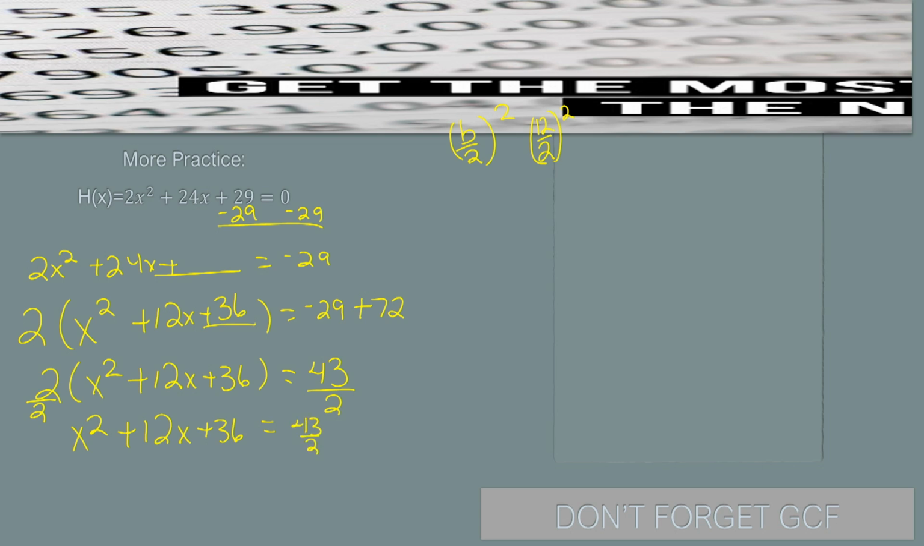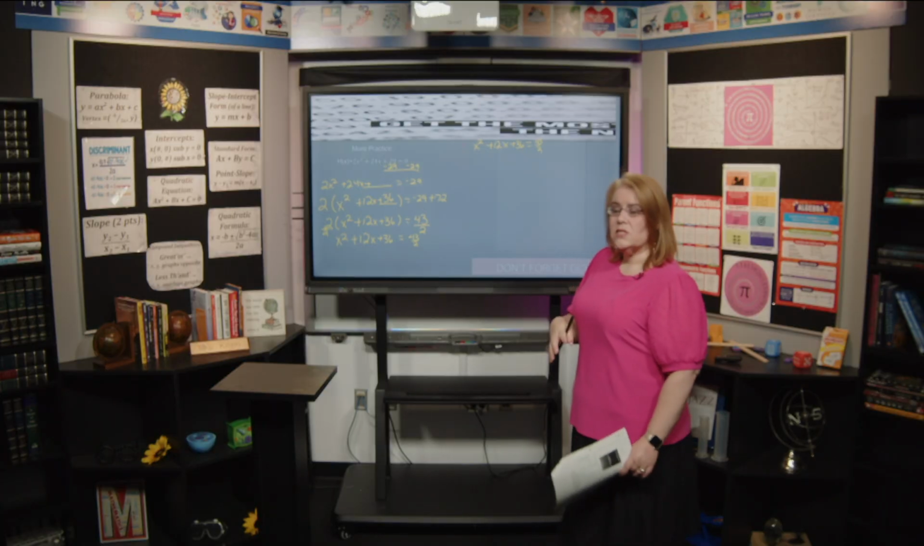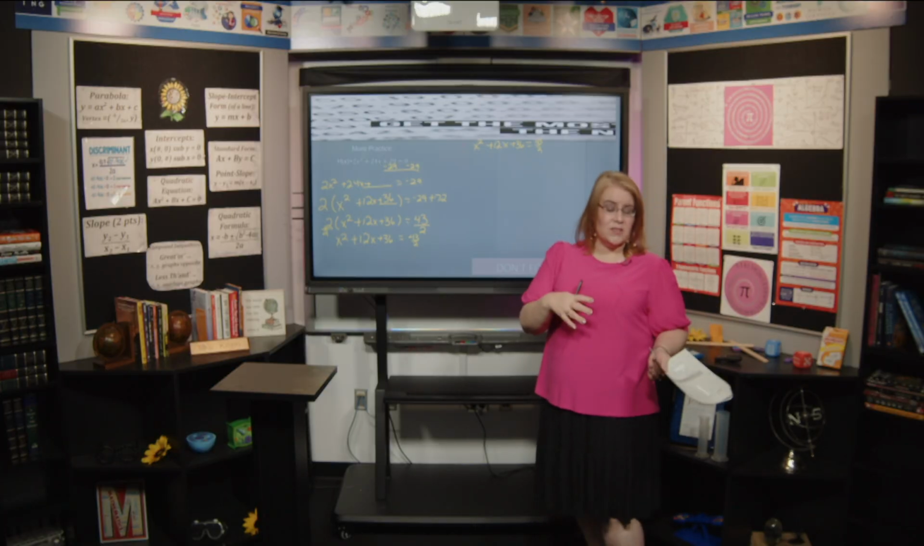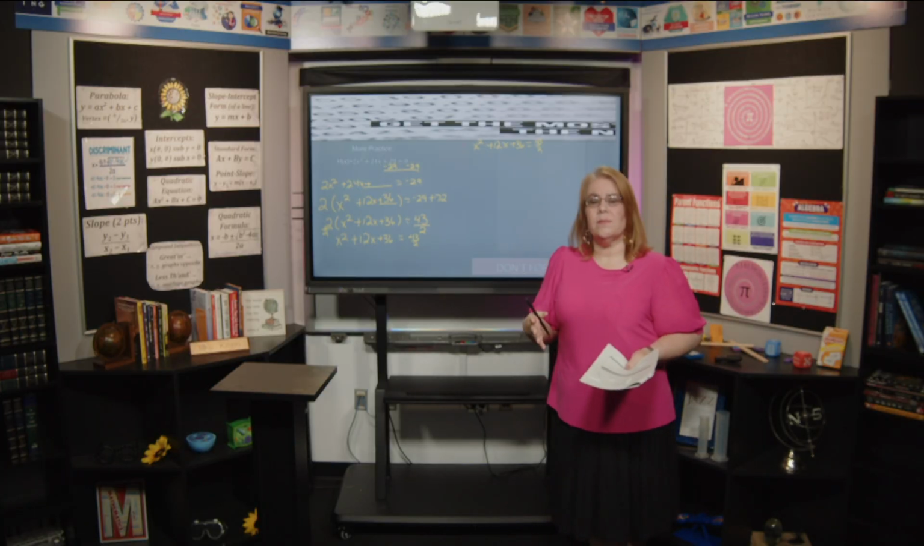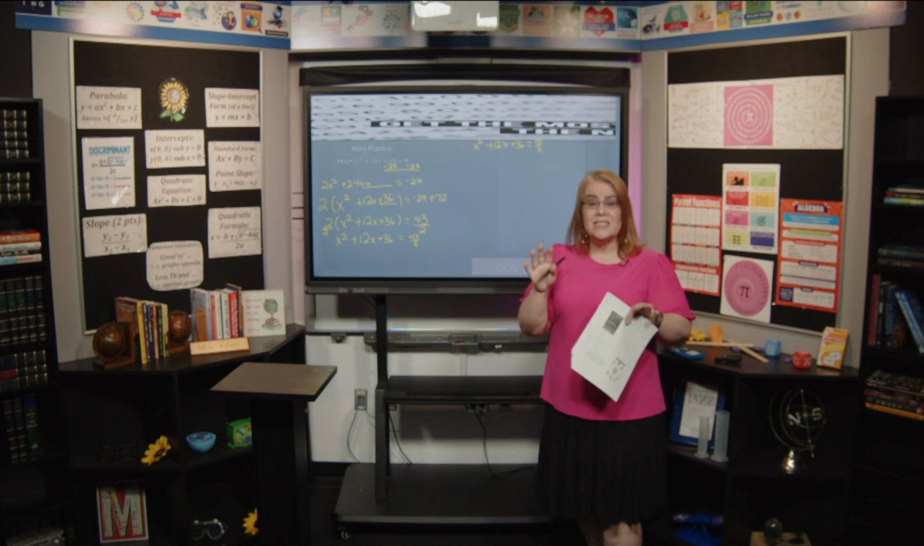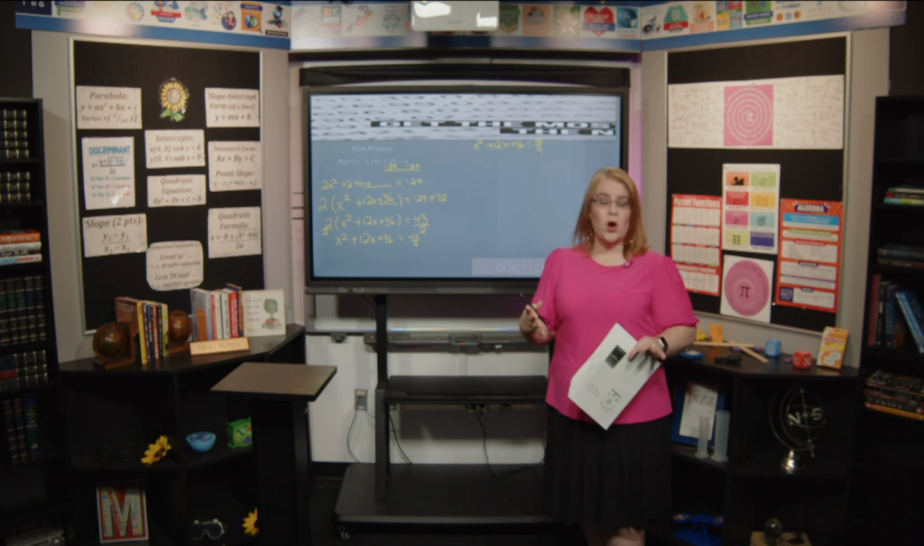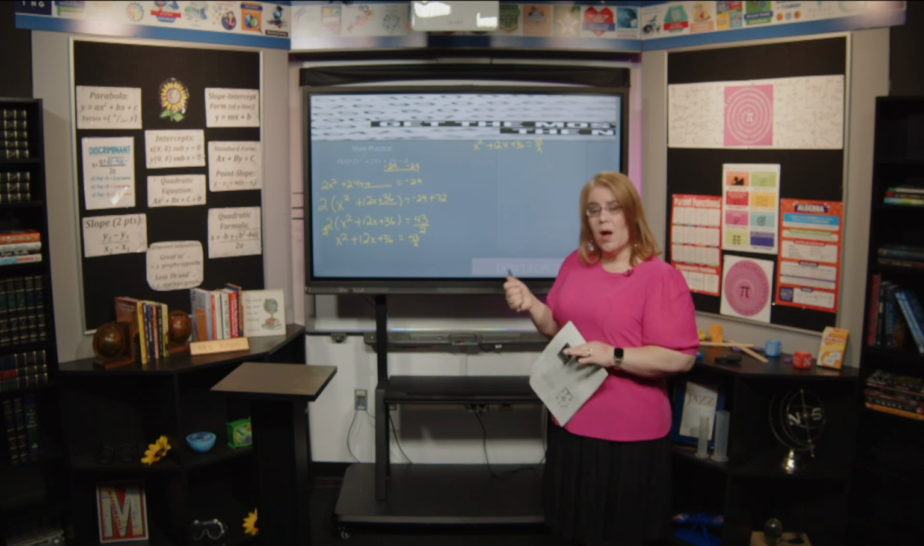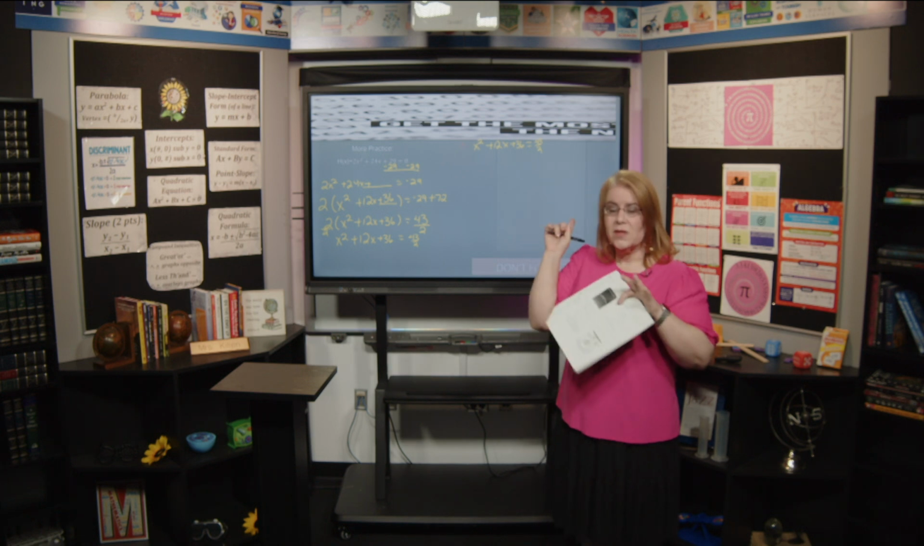So let's move up here to this other side so we can have some more room. So I have x squared plus 12x plus 36 equals 43 over 2. Now, we have always done this where we have to build the binomials and the x by itself. We're still doing that. But Ms. Killen, there's a fraction. That's okay. Fractions are part of life. We're still going to do the same operations with the fraction. Just watch and see what we do.